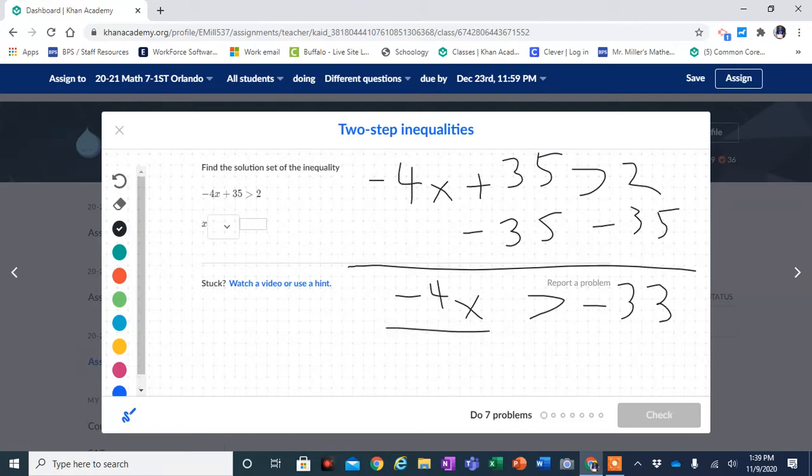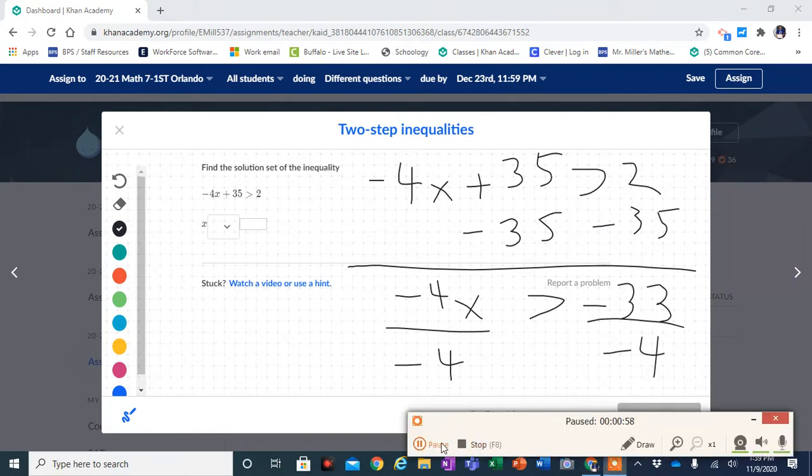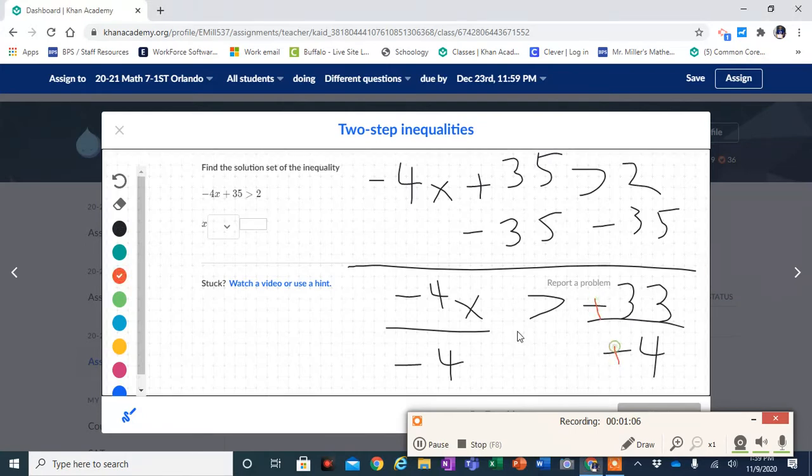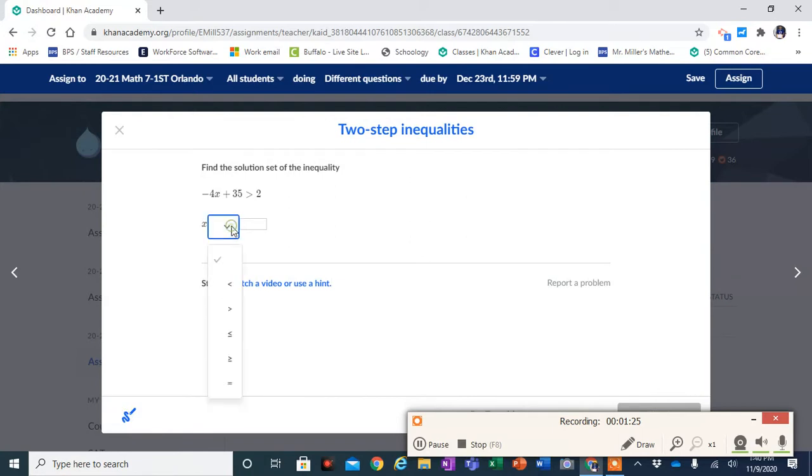Okay, so then we're going to divide by negative 4, and when we do that, we're going to get 8.25, because these negative signs would cancel, and the 4's would cancel. However, you divided by a negative, so that sign has to flip. So that means we would have x is less than 8.25.